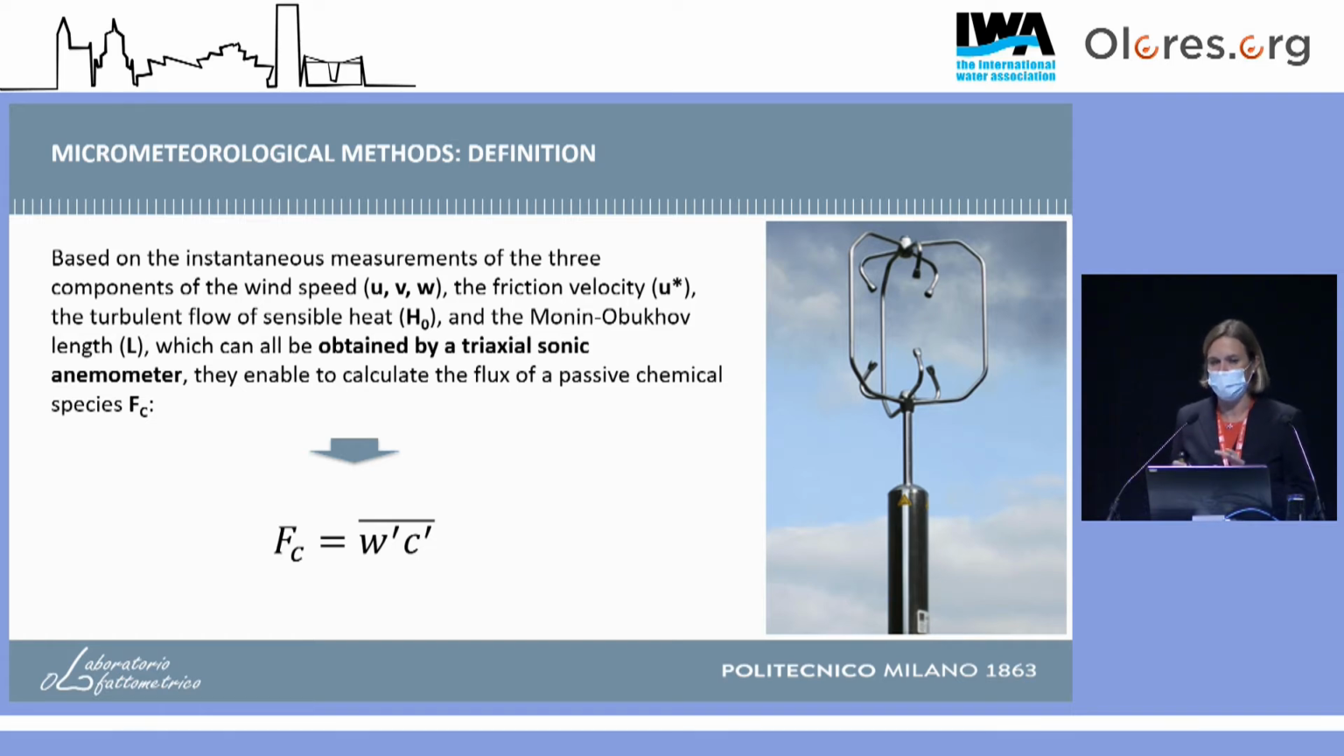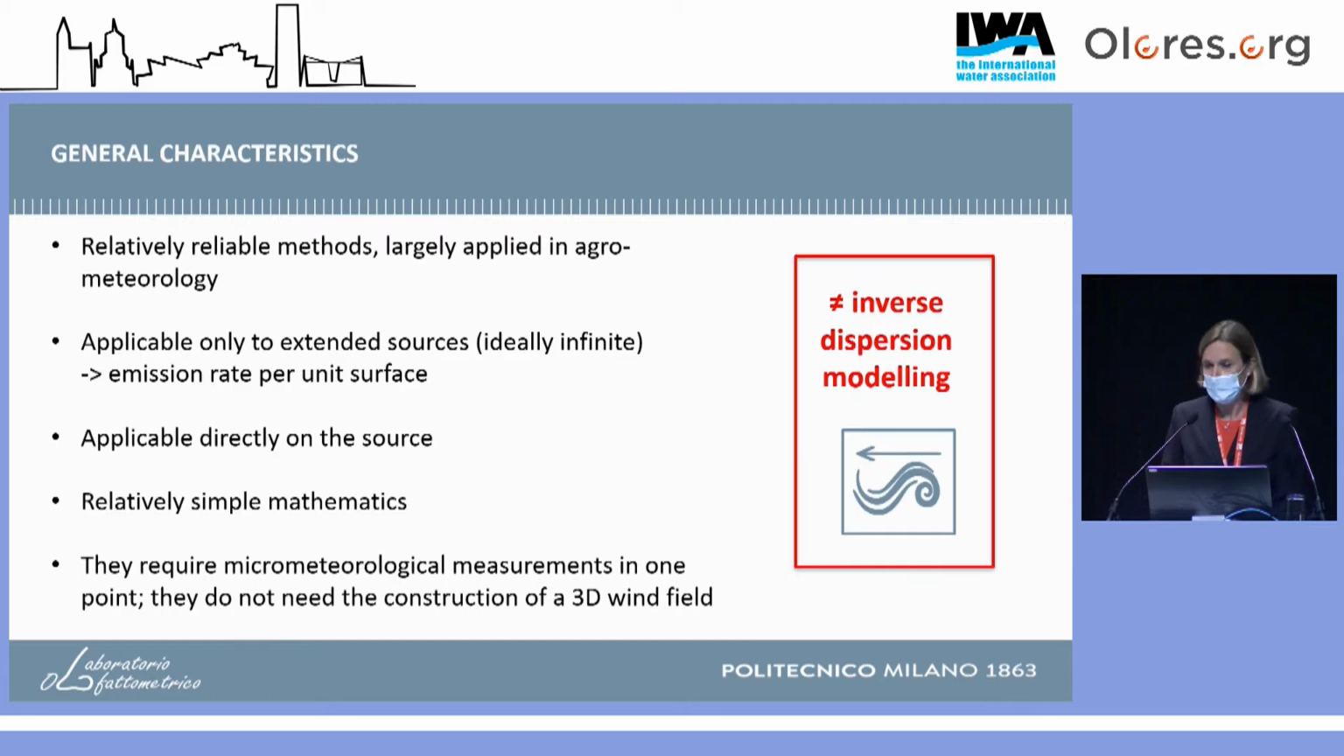What is, in principle, a micrometeorological method? The definition is very simple, indeed. It is a method that, based on the instantaneous measurement of the three components of the wind speed, the friction velocity, the turbulent flux of sensible heat, and the Monin-Obukhov length, which are all things that can be measured by a triaxial sonic anemometer, enables us to calculate the flux of a passive chemical species by this apparently simple equation here.